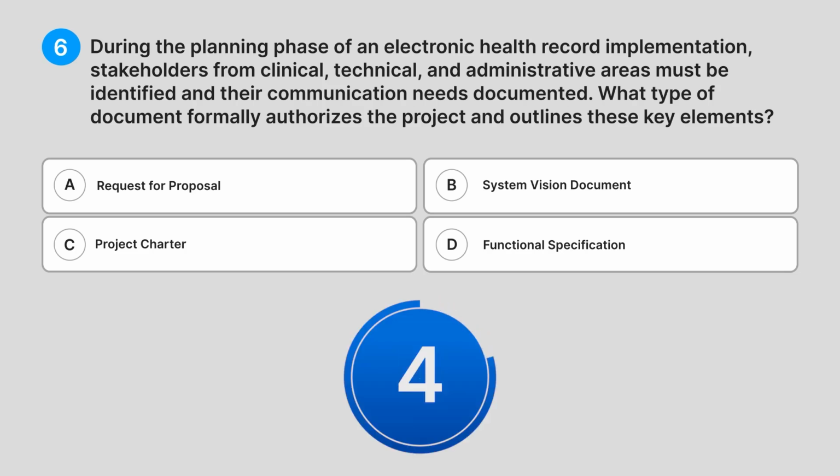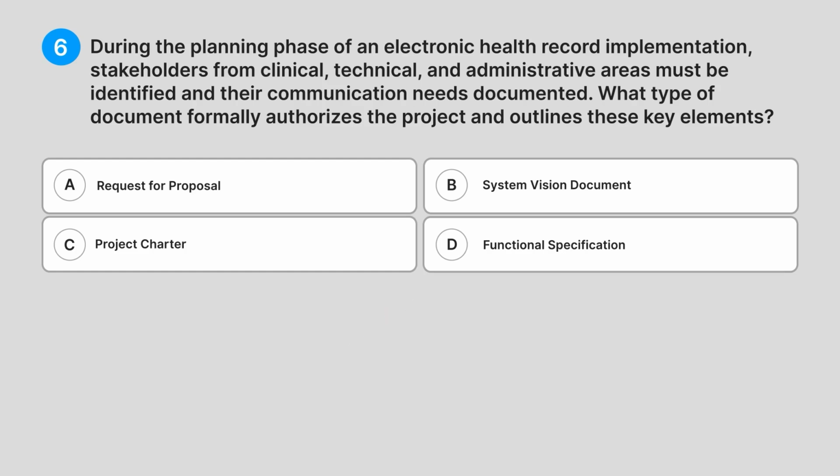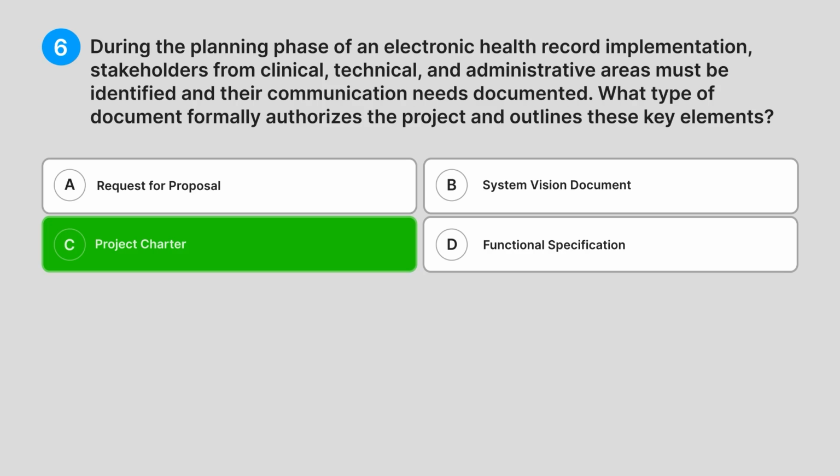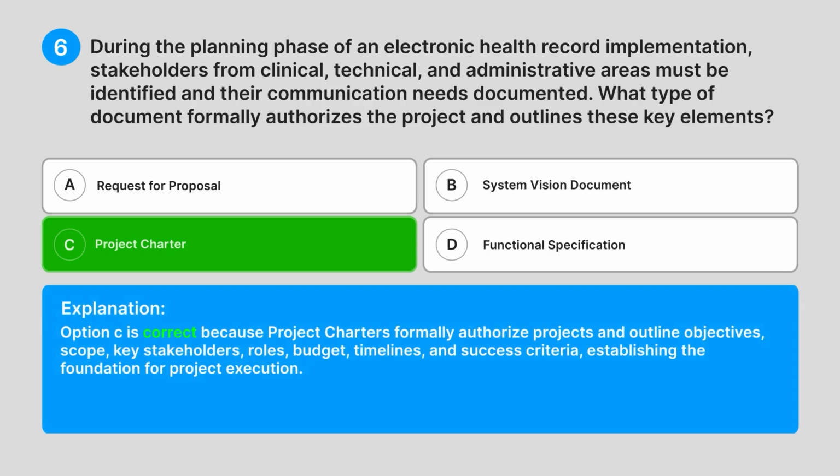Do you know the answer? Correct answer, C. Project charter. Explanation: option C is correct because project charters formally authorize projects and outline objectives. Scope: key stakeholders, roles, budget, timelines, and success criteria, establishing the foundation for project execution.